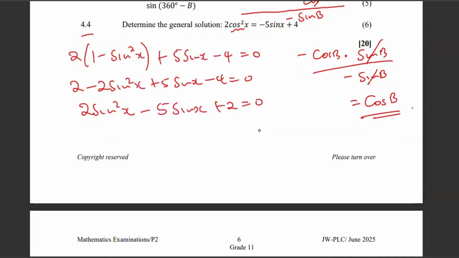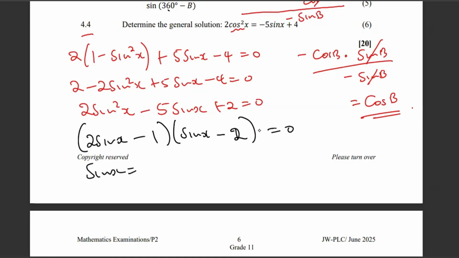Then let's factor this out, meaning that we shall have a 2 sine x. This is going to be a sine x. This can be a 1. No, it can be a 2. This can be a 1. Negative, negative. Okay. So if that is true, meaning that sine x here is going to be a half, or sine x is a 2. So we don't have any solutions here. Sine x cannot be more than 2. Then let's focus on the sine x being a half.